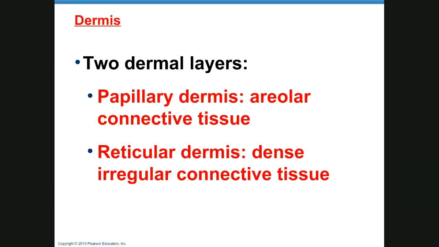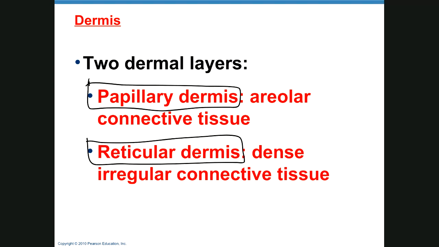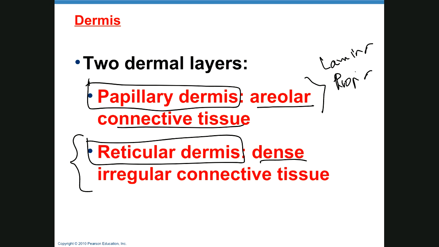Now, the dermal layer is actually made of two regions, two layers, what we call the papillary dermis and the reticular dermis. The papillary dermis is made of areolar connective tissue, and this is what we call the lamina propria, which we talked about in chapter 4. This is the layer of connective tissue that is always found under epithelial tissue. This is a thin layer, and it is a supportive layer. The reticular dermis is the thicker part. It's made of dense, irregular connective tissue with thick collagen fibers and elastic fibers.